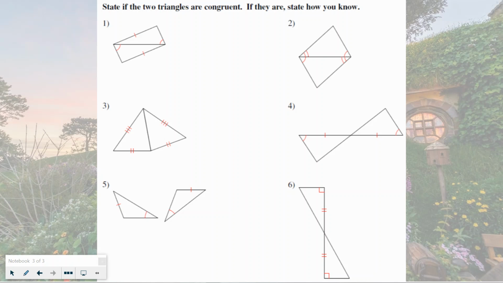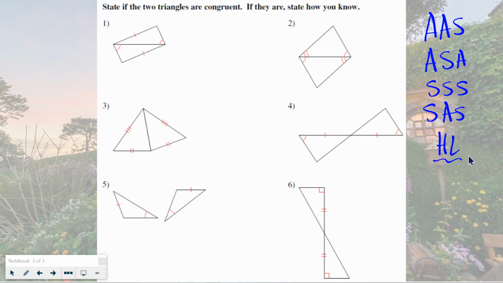All right, so here we are going to apply some of the new theorems that we learned about. So we have angle, angle, side, angle, side, angle, side, side, side, and side, angle, side for normal triangles. I guess normal is a weird way to say that, but then for right triangles we have hypotenuse, leg. So we have those 5 different things that we can use as information to prove that these 2 triangles are congruent. So in this activity I want to state whether the 2 triangles are congruent, and then if they are, state how we know.